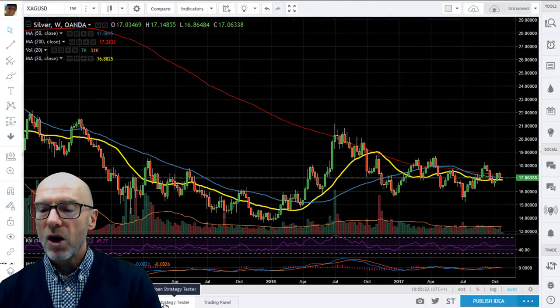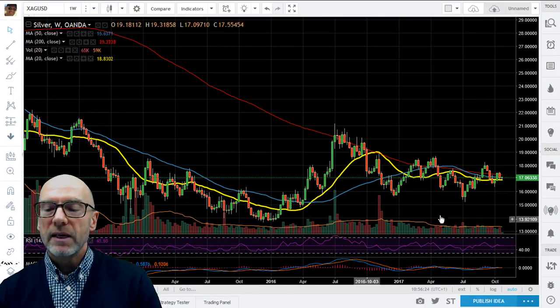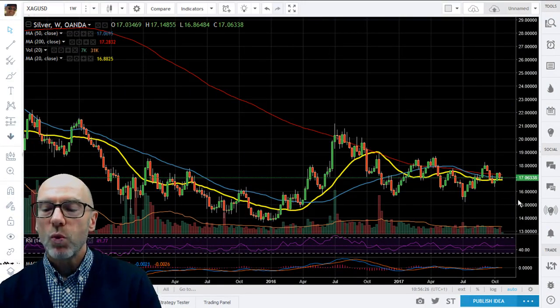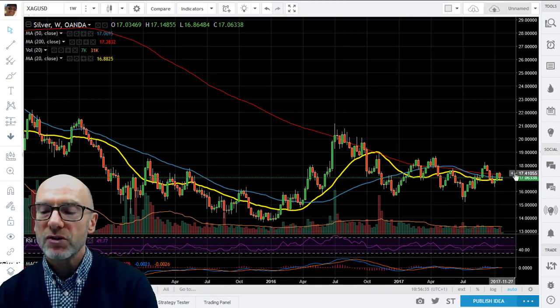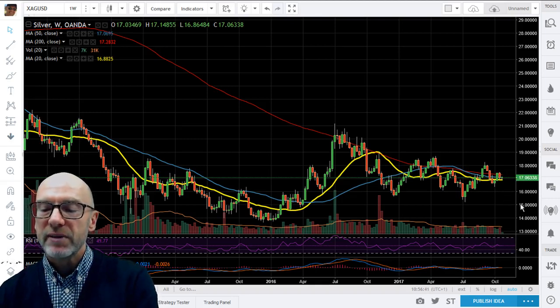So here we are on the weekly, and each candle represents 1 week, and you can see that the silver price is in a trading range, and really we expect that trading range to continue, with the upper boundary being 18 and the lower boundary being about 16. You can see it moving around there.